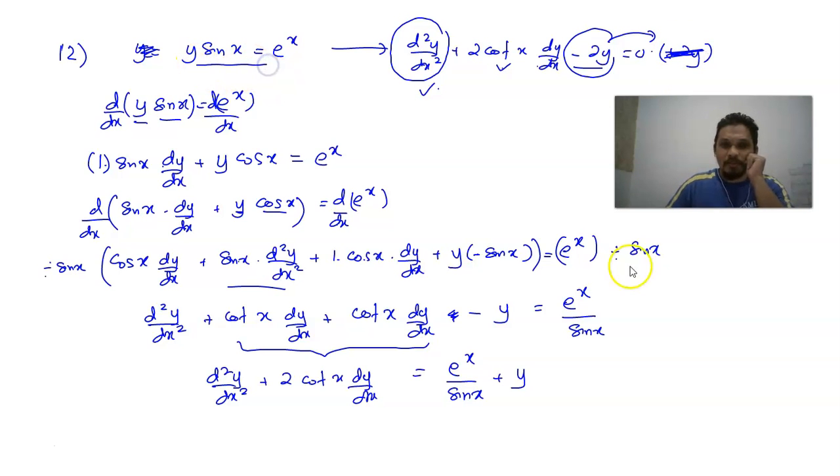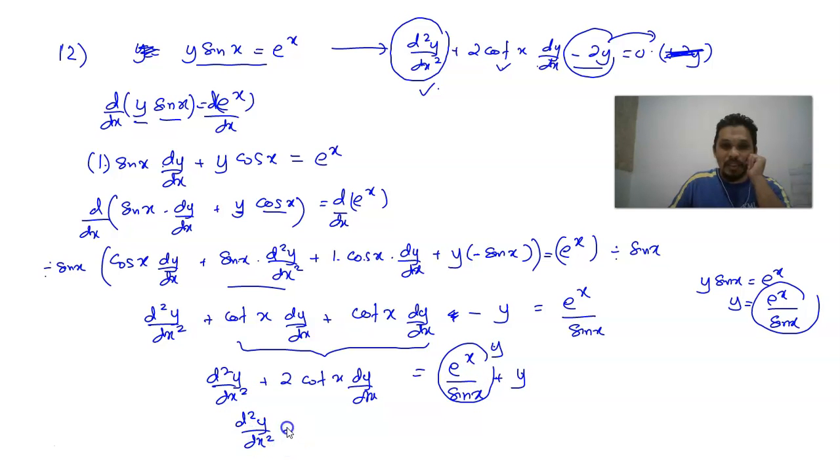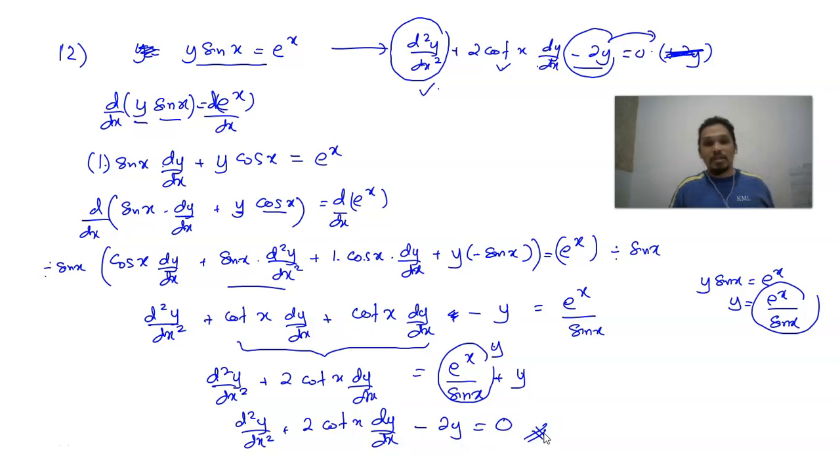Okay, now from this equation, y sine x equal to e^x, then y equal to e^x divided by sine x. So this is our y, right? y plus y. So then second derivative of y respect to the x plus 2 cotangent x dy dx minus 2y equal to 0. That's it. Okay, luckily I can solve this question.